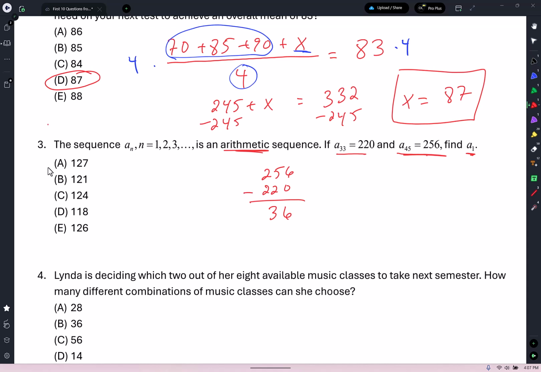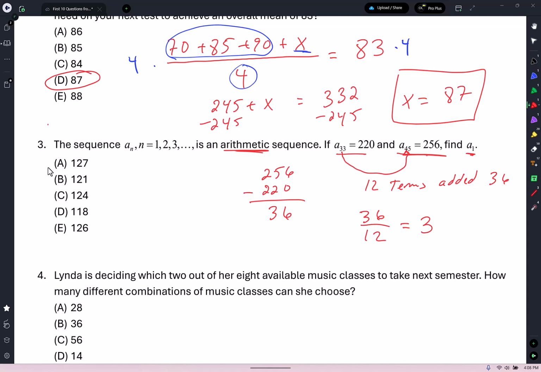Next, we're going to find out the 33rd term to the 45th term. That looks like 12. So in 12 terms, they added 36. To find out how much you're adding per term, go 36 divided by 12. 12, 24, 36. So 3.